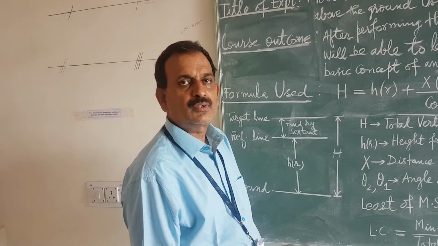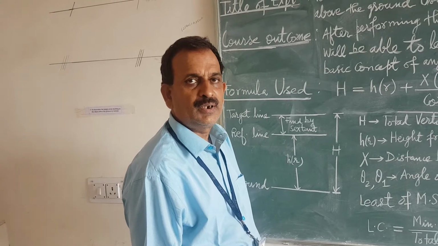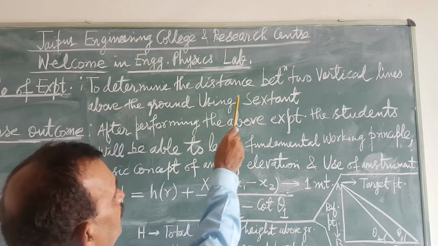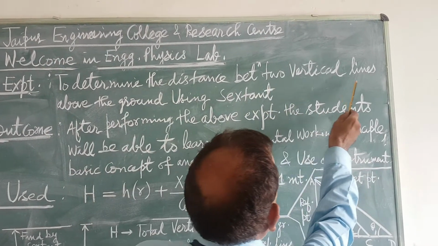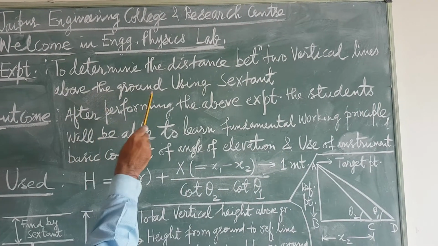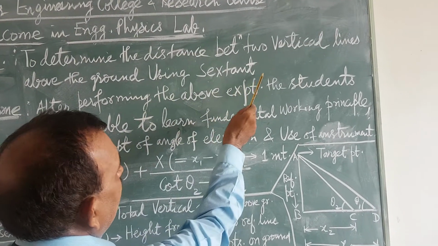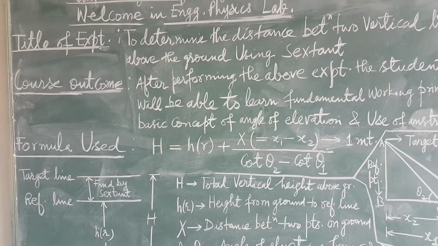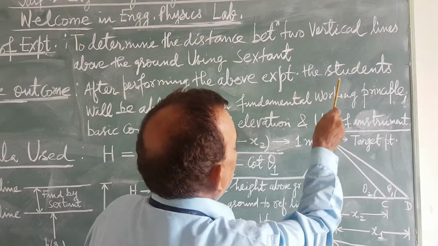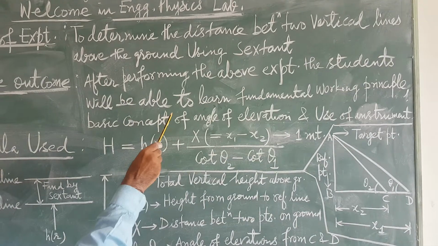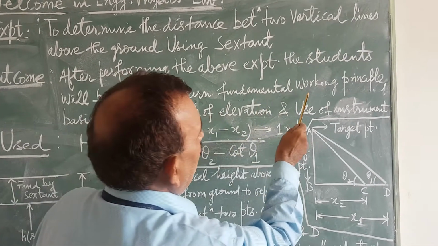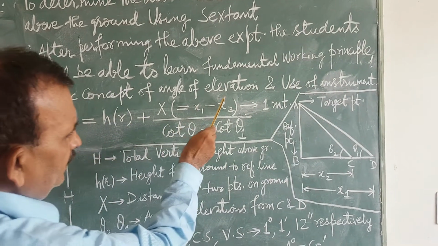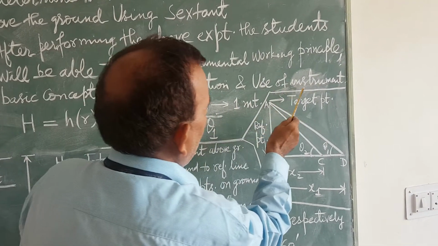Today we are going to discuss the sextant experiment. The title of the experiment is to determine the distance between two vertical lines above the ground using a sextant device. Course outcome of the experiment: after performing the above experiment, the students will be able to learn the fundamental working principle of the sextant, the basic concept of angle of elevation, and use of the instrument.